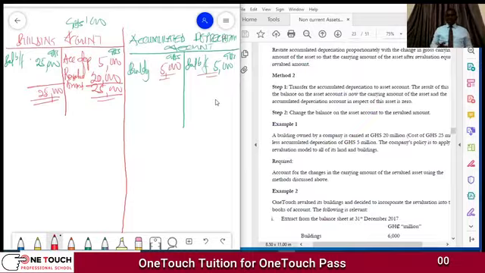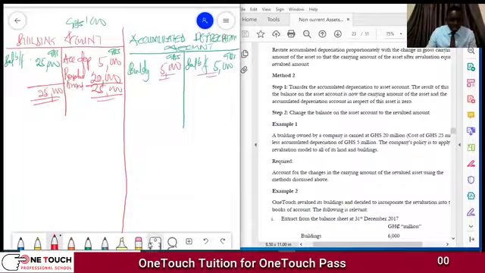Anytime there's a revaluation, first determine the carrying amount. The carrying amount is the cost of the asset minus the accumulated depreciation. Okay, good. So first determine the carrying amount and compare the carrying amount with the revalued amount. That's for an asset that is subjected to depreciation. Okay, good.